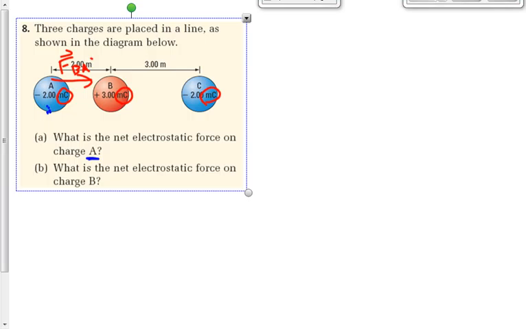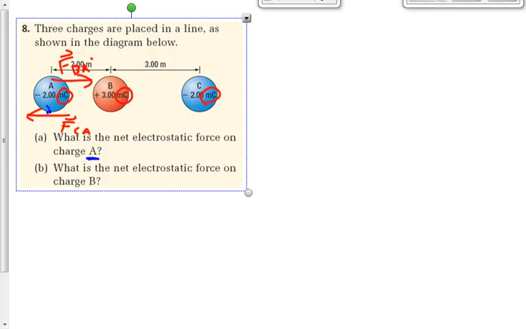Now, B would be pulled to the left as a result of A, but that's not the question. The question is asking us what happens to A. C is negatively charged. A is negatively charged. That means that they're going to repel each other, right? Negative repels negative. If they repel each other, which way is A going to move as a result of that repulsion? It's going to be pushed to the left. It's pushed away from charge C. The force of C on A is to the left.